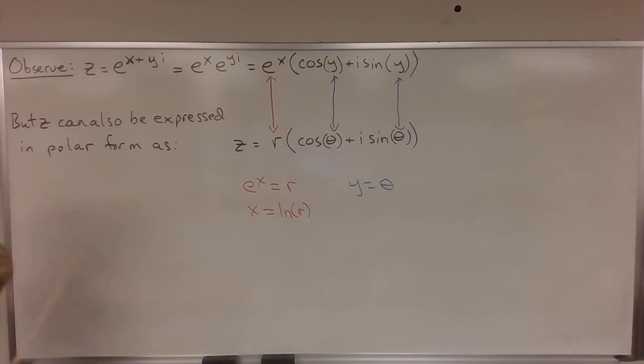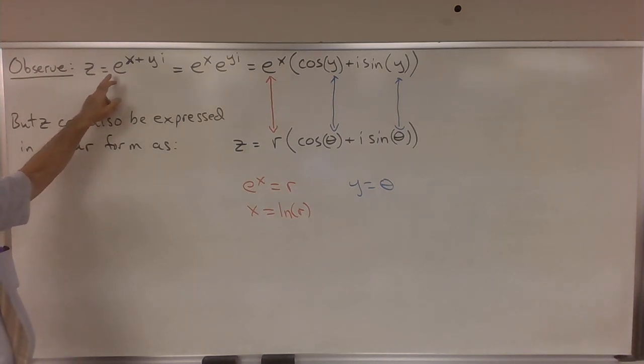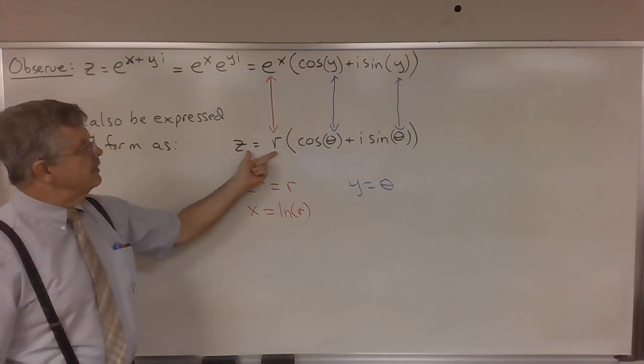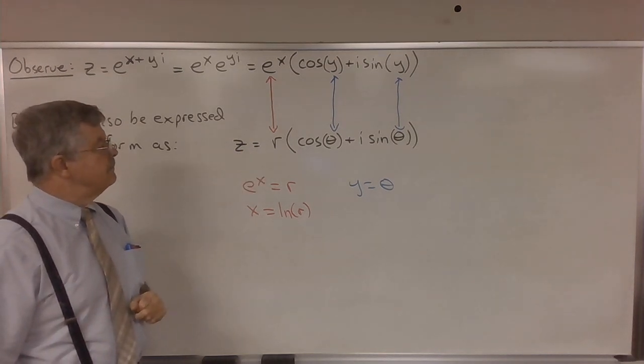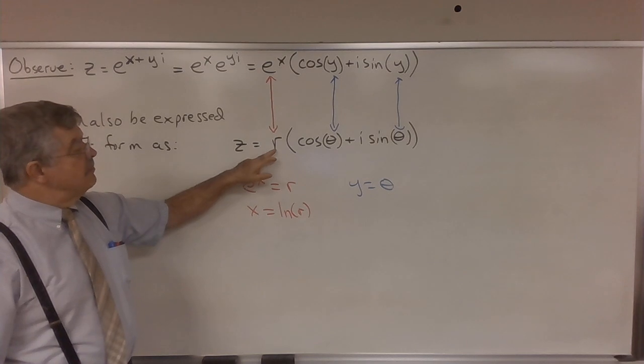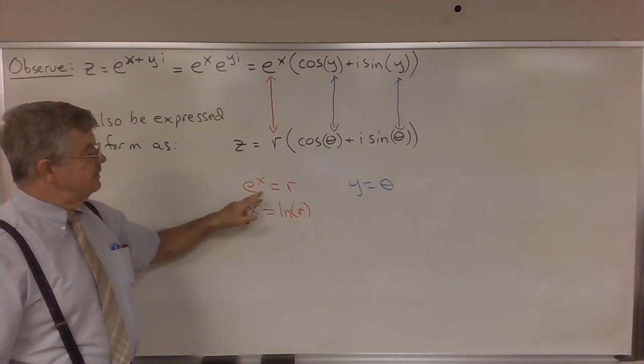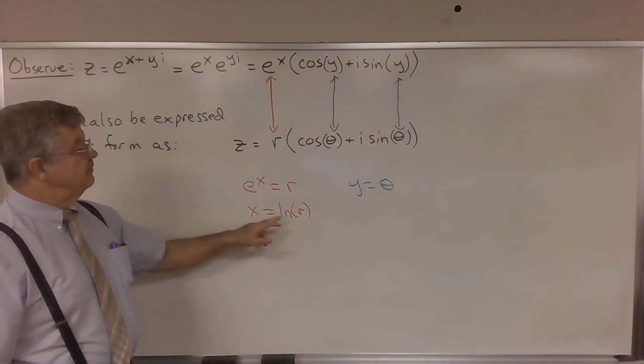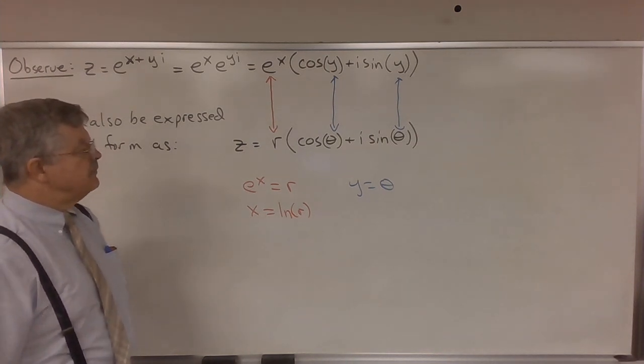So if we have z written as e to the power of x plus yi, this does have an equivalent in polar form, and the modulus r is e to the x. Or we could say that x is natural log of r.